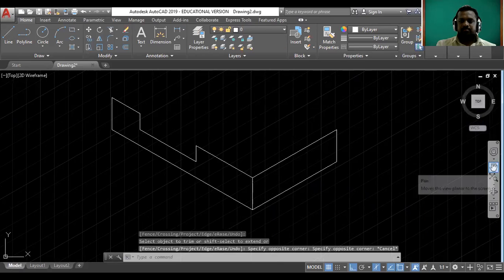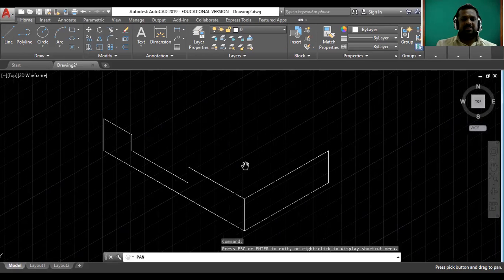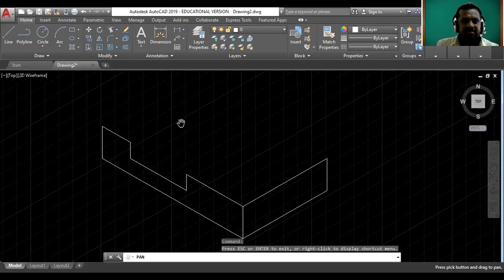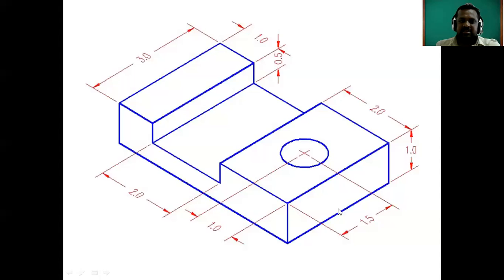Then what is the next? Again, we will draw this portion. This portion we can easily draw.